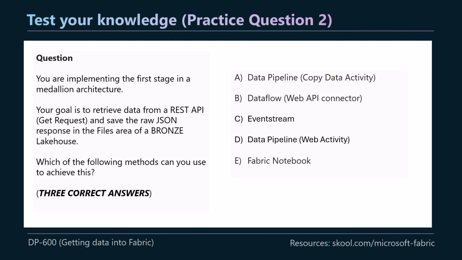Question 2. You're implementing the first stage in a medallion architecture. Your goal is to retrieve data from a REST API using a GET request, and you're going to save the raw JSON response in the files area of a bronze lakehouse.